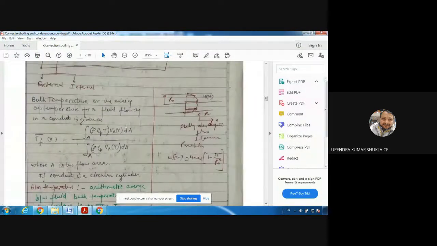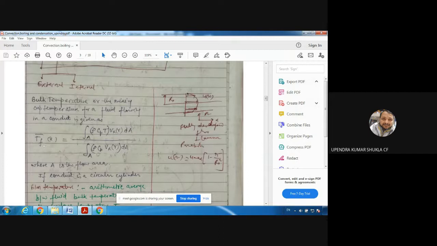Now, certain terms we are going to define. So, bulk temperature or the mixing cup temperature means you will take the whole fluid and mix it up. Then all molecules will come to the same temperature, and that same temperature will be called the bulk temperature. Now this is the bulk temperature or mixing cup temperature.